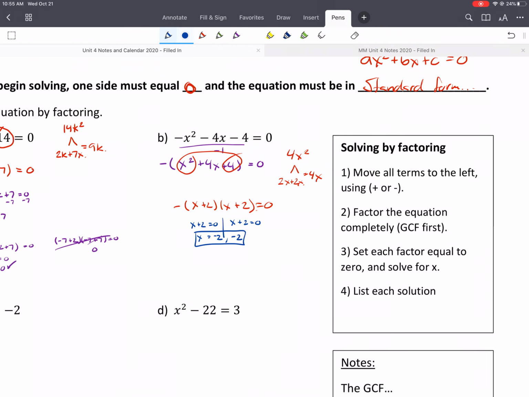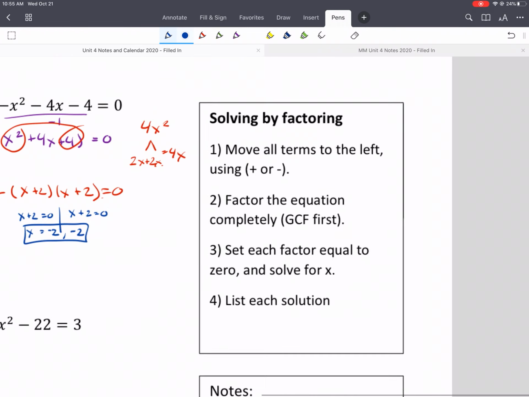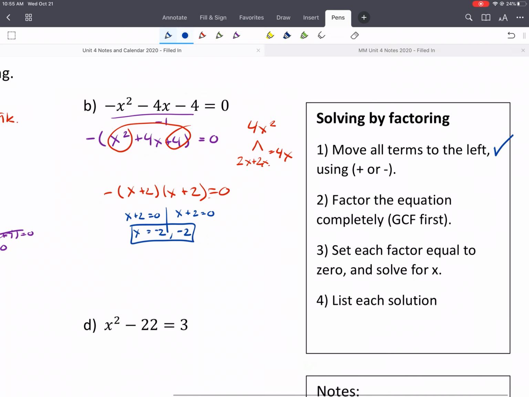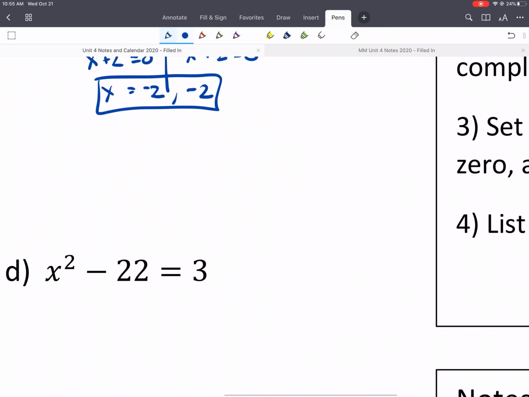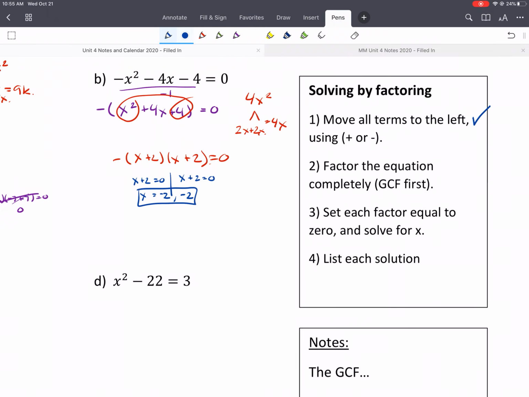All right. So before I let you go and try some of these problems, let's just do a quick review of what's going on. So first, solving by factoring, we need to move all the terms to the left, using plus or minus. We haven't done any of those, but look at D. Here we have a 3 on that side. We need to get it over first before we do anything else. We can't use factoring if we don't have everything on one side, okay?